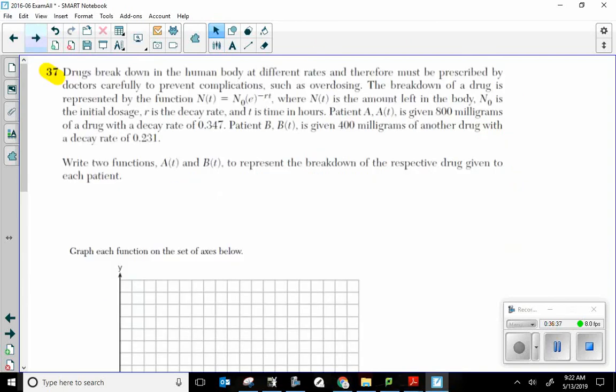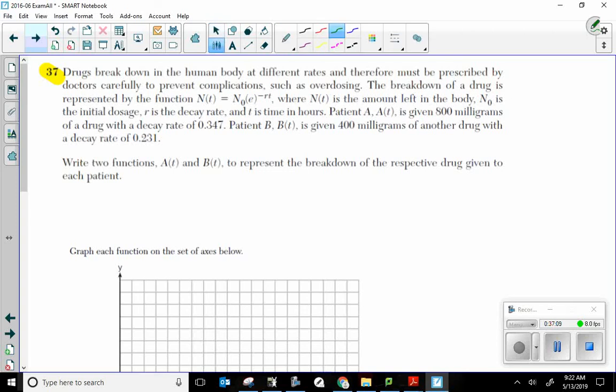All right. Drugs, oh my goodness, break down in the human body at different rates, and therefore must be prescribed by doctors carefully to prevent complications such as overdosing. The breakdown of a drug is represented by the function n of t equals n sub 0 e, all raised to the negative rt, where n of t is the amount left in the body, n sub 0 is the initial dosage, r is the decay rate, and t is the time in hours.